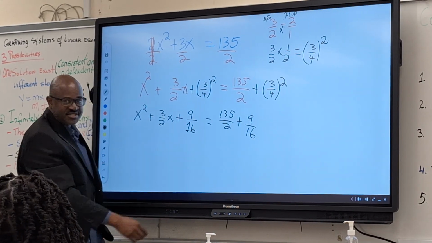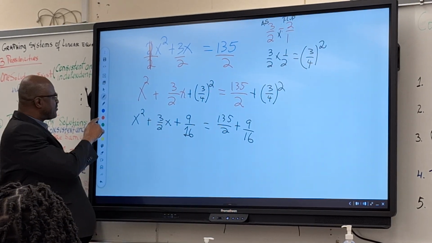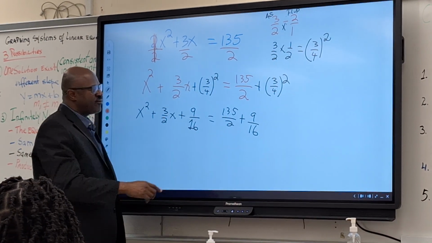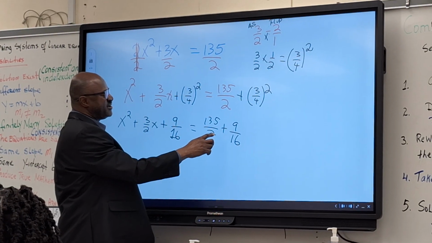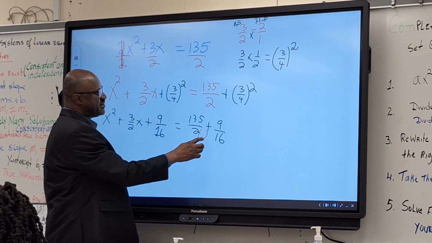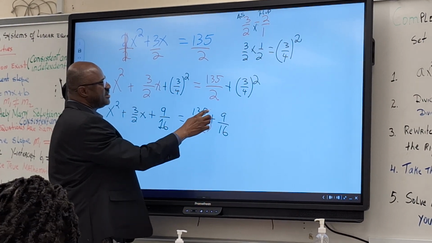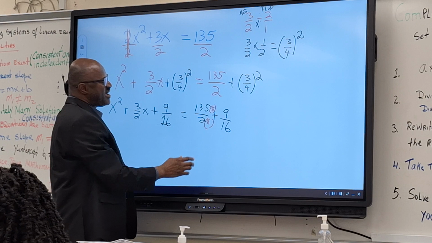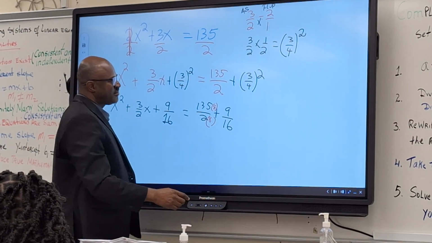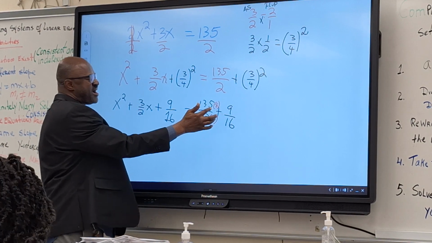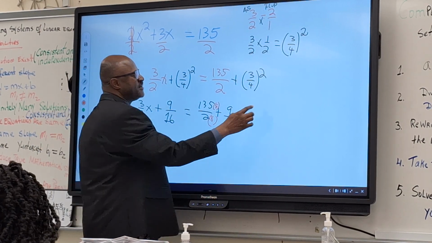Again, more fractions. We have to simplify the right side. How do we simplify the right side? We need to have a common denominator. What will be the common denominator? Then we must multiply this by what? By 8. Multiply by 8. What is 135 multiplied by 8? 100. You said 1,000. Take 135 multiplied by 8. What do you get? 1,080.